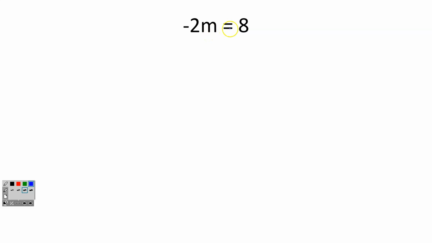Negative 2m equals 8. I draw my fence. I have to think to myself, how are that negative 2 and that m connected? Hopefully you said it was through multiplication. That says negative 2 times m. So the opposite of multiplying by negative 2 would be to divide by negative 2.